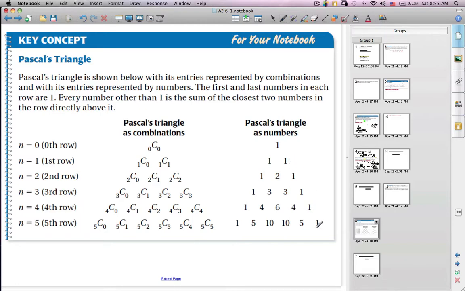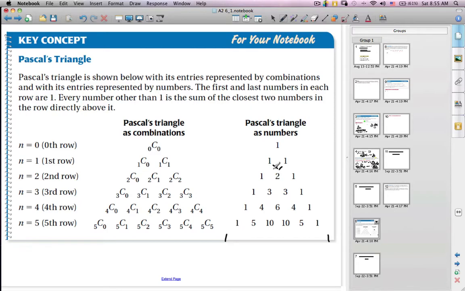Now if I want to make the 6th row, you'll notice that the outer edges are all 1s. So I know that if I want to make the next row, the outer edges will be 1s. Because any time I take something 0 at a time, there's only one way to do it. And if I take 5 items 5 at a time, or 6 items 6 at a time, or 4 items 4 at a time, there's only one way to do that too. So when n and r are equal to each other, the solution will be 1. And when r is 0, the answer is 1. So that's what happens every time you do these things.